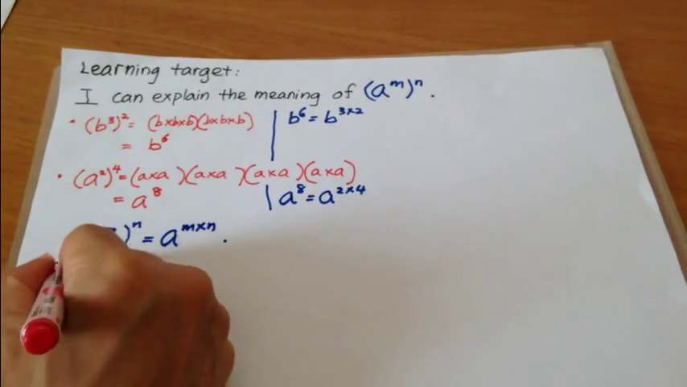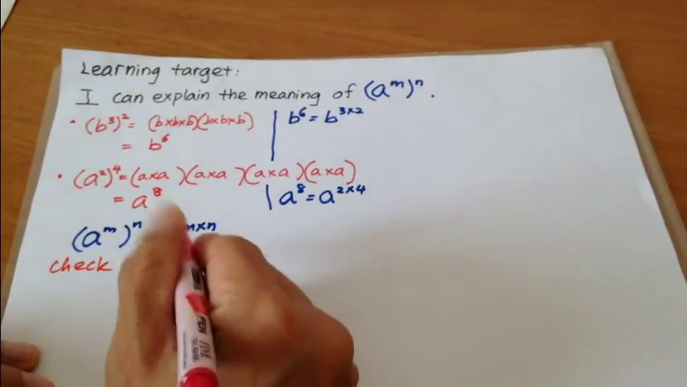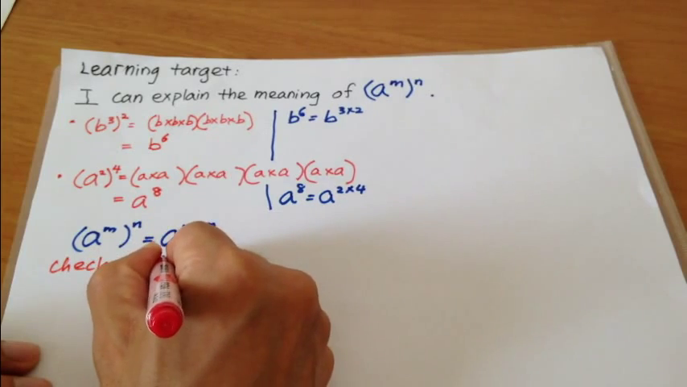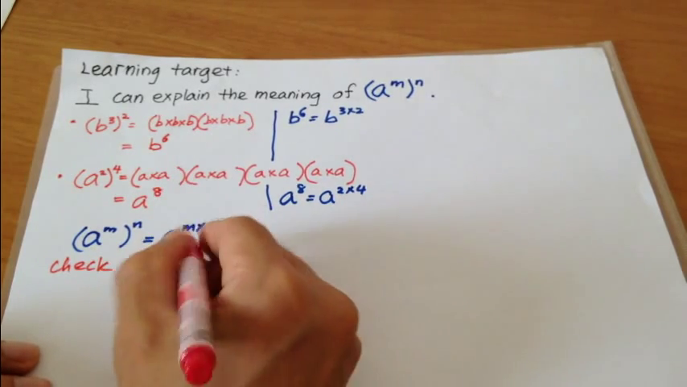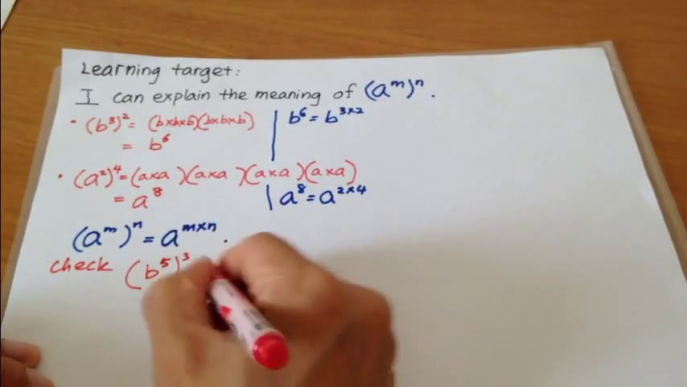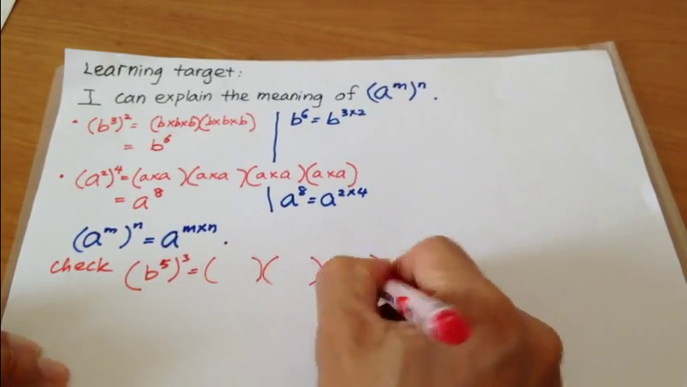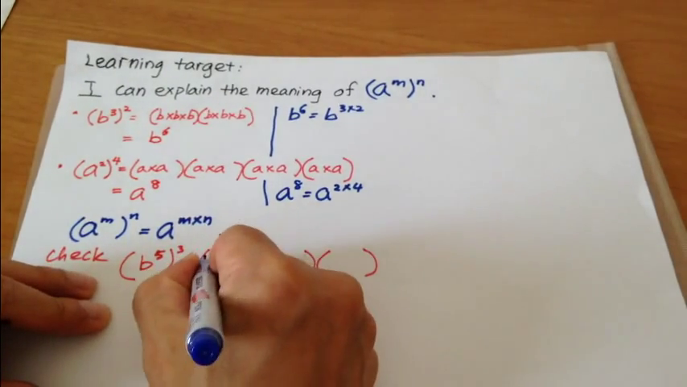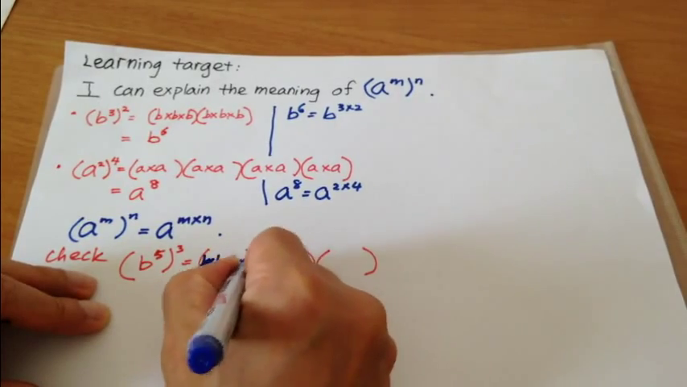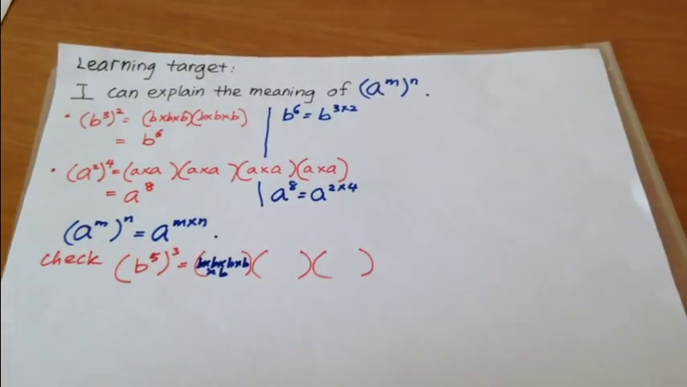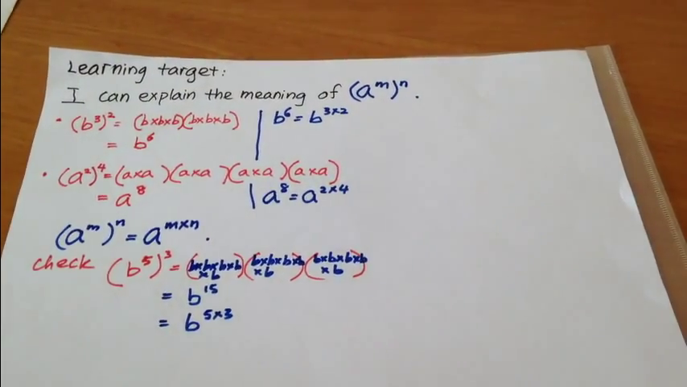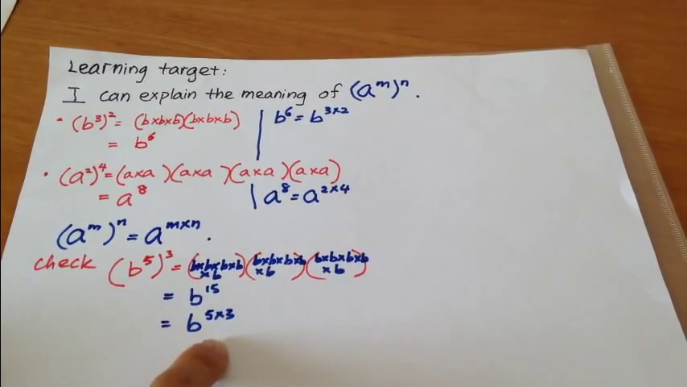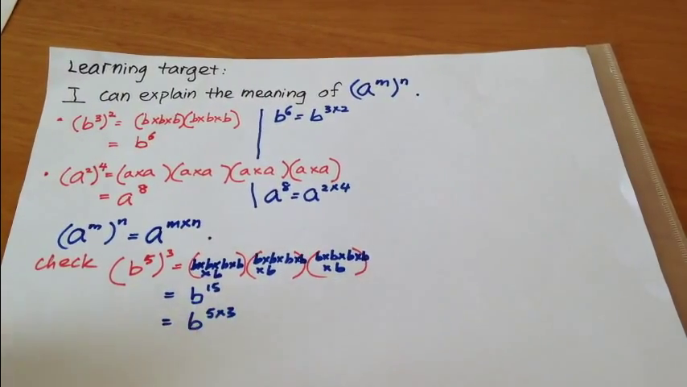Now let us check to see whether this conjecture is actually correct. Let us have b to the power of 5 raised to the power of 3. That will be 3 brackets, and within each I'm going to have 5 b's, b times b times b times b times b, and this is what I get. This is exactly the same. b to the power of 5 times 3 is b to the power of 15.